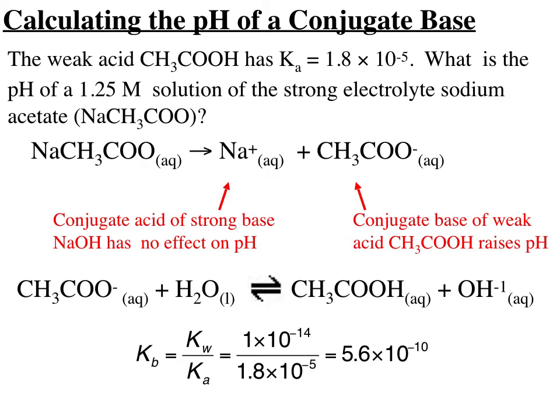Now, sodium cations are the conjugate acids of the strong base sodium hydroxide. So they have no acidic character when placed in water. They don't hydrolyze with water to form H3O+. However, acetate anion is the conjugate base of the weak acid acetic acid. Since it is the conjugate base of a weak acid, it has a substantial basic character.